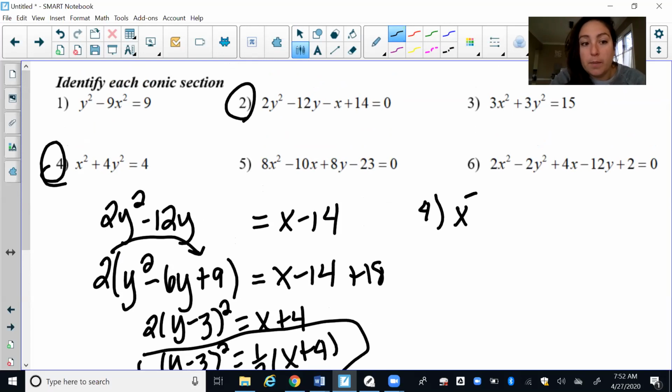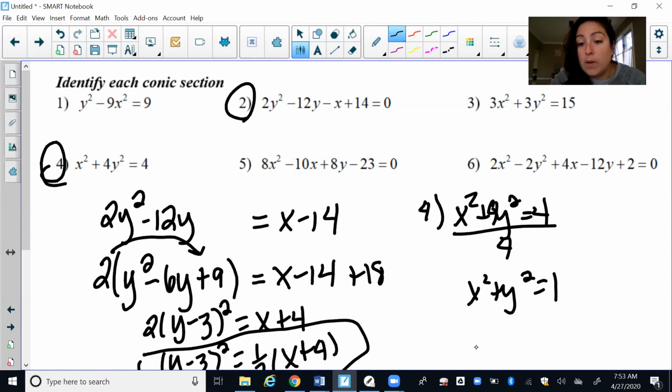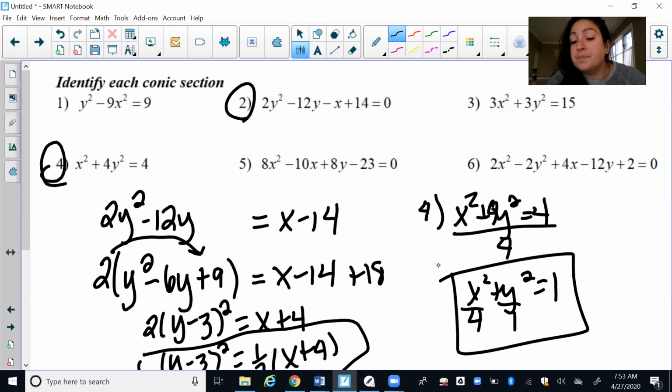x squared plus 4y squared equals 4. They're already perfect squares. It's already x squared, y squared, so I don't need to complete the square here. I just need to put it in standard form. So I divide everything by 4, and we get x squared over 4 plus y squared over 1 equals 1. So I know that this is an ellipse.